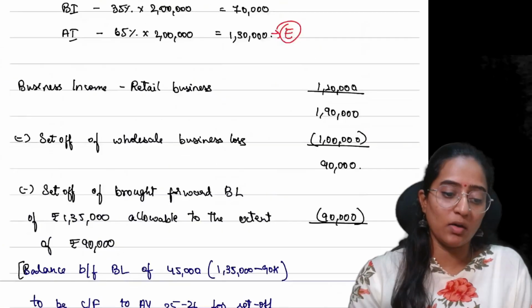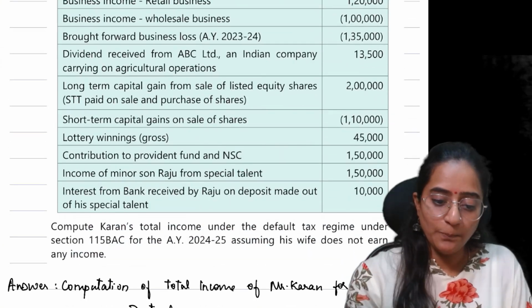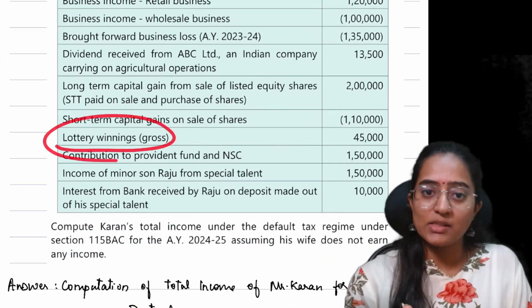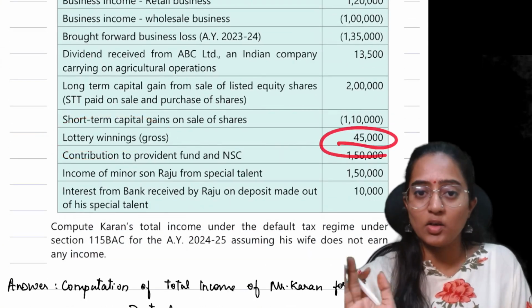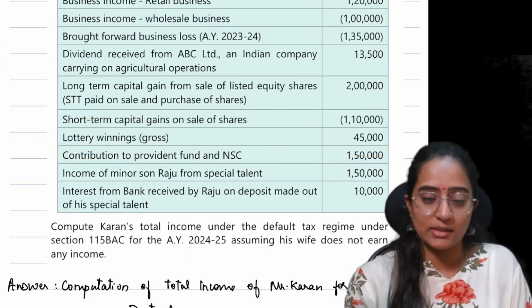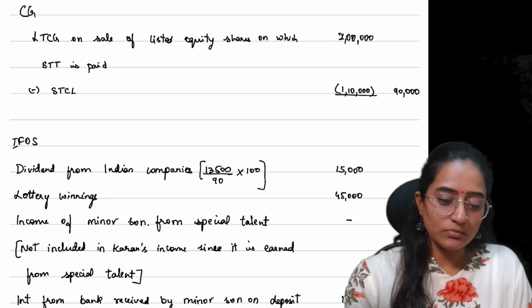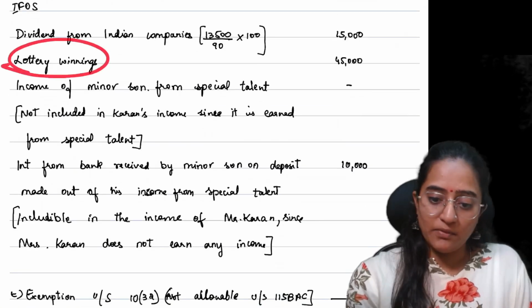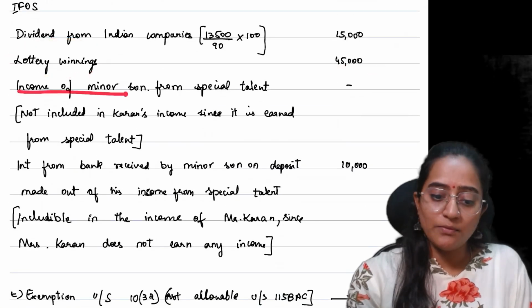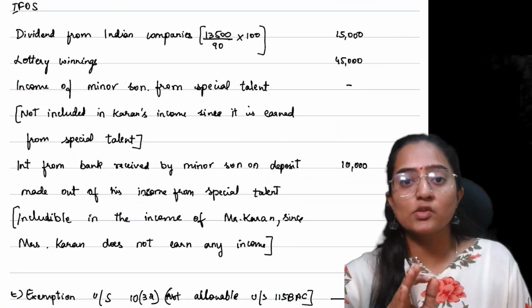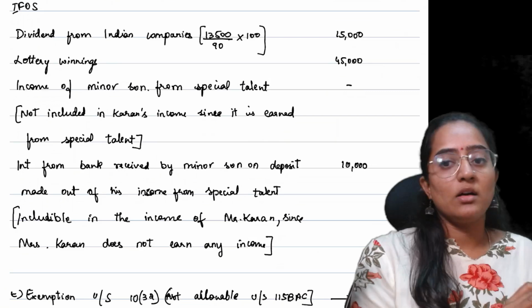That differential amount will be your capital gain. Clear? Next, lottery winning gross they have given themselves. So 45,000 directly are going to make it as taxable under their income from other sources. Here, lottery winnings 45,000.